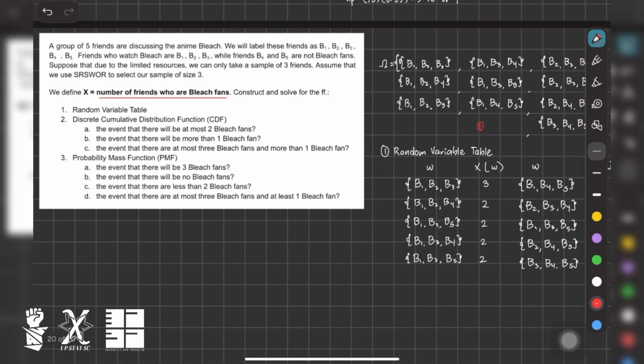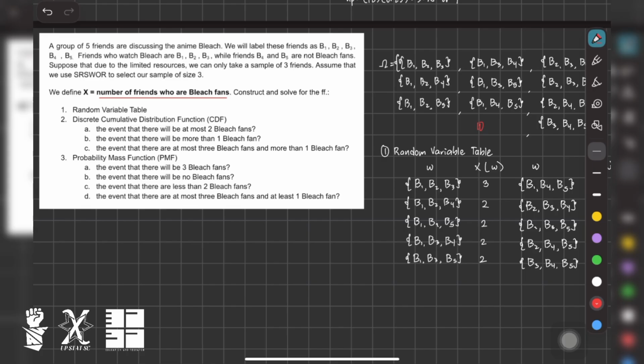So a group of five friends are discussing the anime Bleach. We will label these friends B1, 2, 3, 4, and 5. Friends who watch Bleach are B1, 2, and 3, while friends B4 and B5 are not Bleach fans. Suppose that due to the limited resources, we can only take a sample of 3 friends. Assume that we will use simple random sampling without replacement to select our sample of size 3. We define X as the number of friends who are Bleach fans. Construct and solve for the following below.